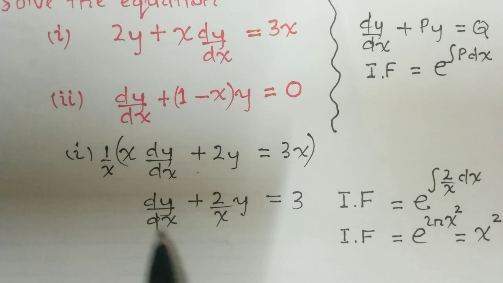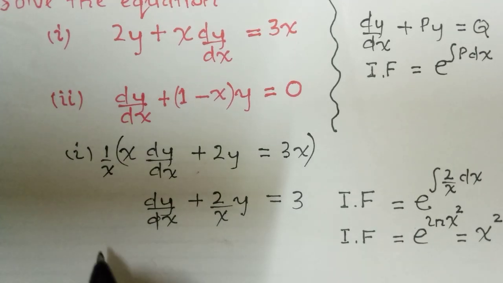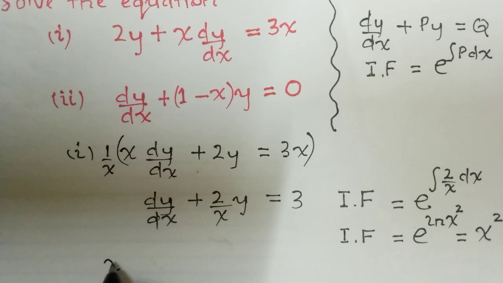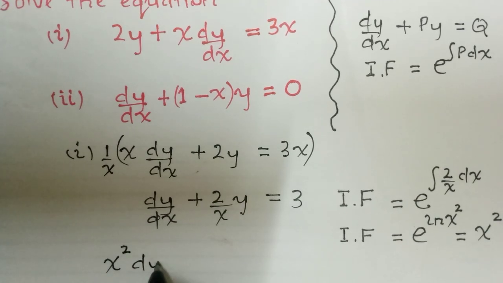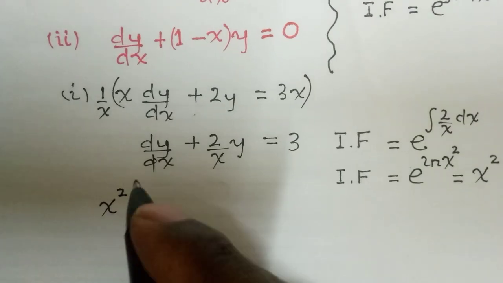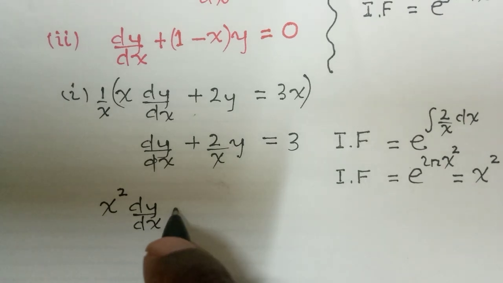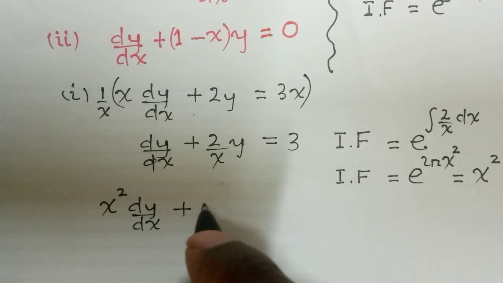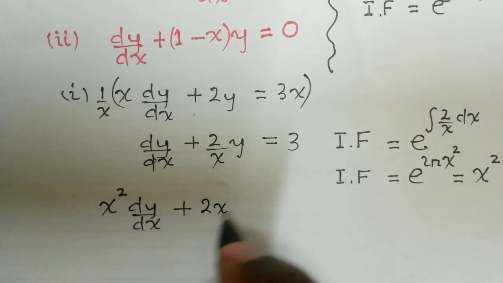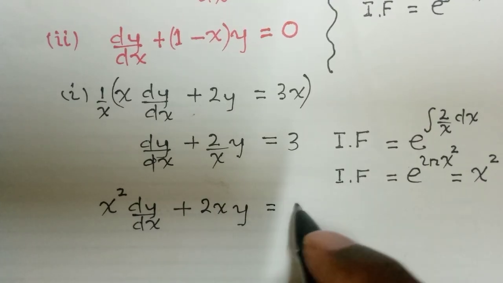We now come and multiply all of this with x squared. So we shall have x squared dy over dx plus, we multiply here by x squared, you'll have 2xy, is equal now to 3x squared.